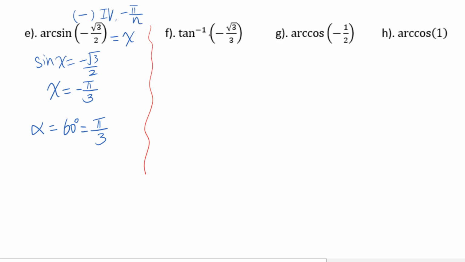Let's go to F. Inverse tangent of -√3/3. Check the diagram. Arc tangent of negative x will go to the fourth quadrant. Pattern will be -pi/n. So this is a negative sign, fourth quadrant, -pi/n.